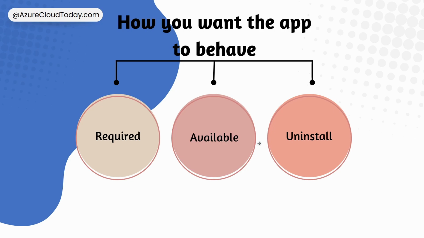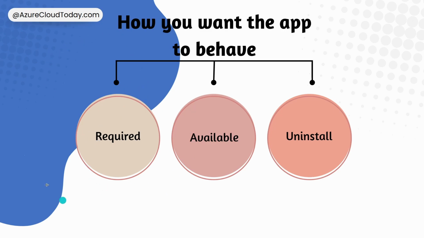In Intune, adding an app and assigning an app are two separate things. Adding it just puts it in your catalog. Assigning it is where you say who gets it and how. There are three options to choose from.